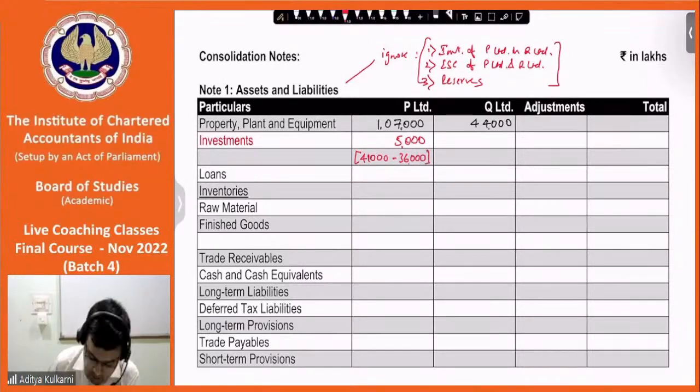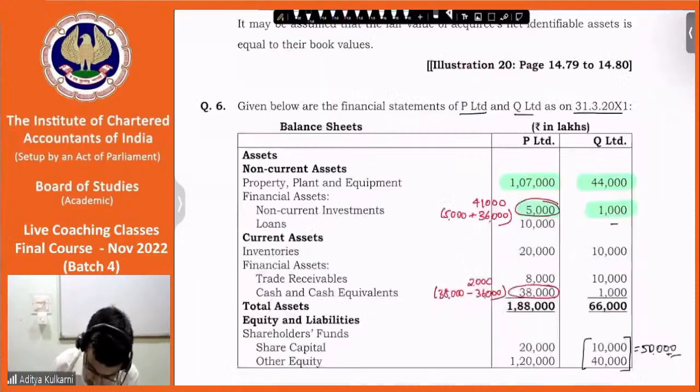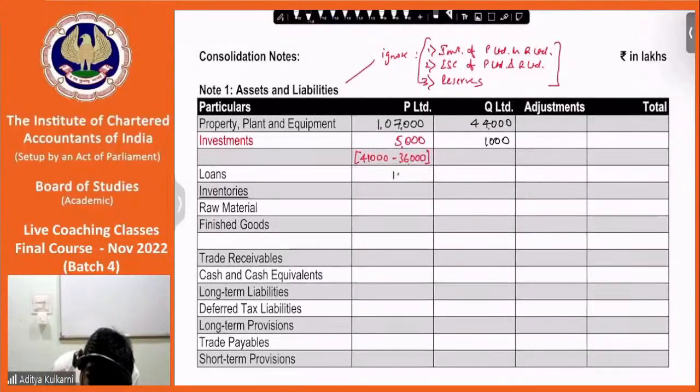41 minus 36. And in the case of Q Limited, I am having investments appearing at 1,000. Next one is loans. There is an adjustment relating to loans, but right now don't break your head on that. This is 10,000 only of P. Q does not have anything. So 10,000 and this is 0.